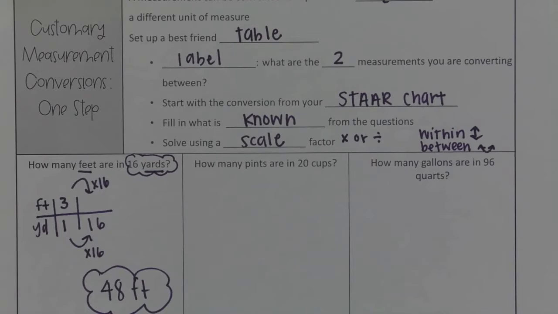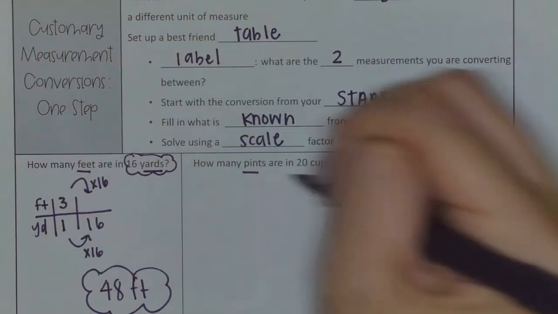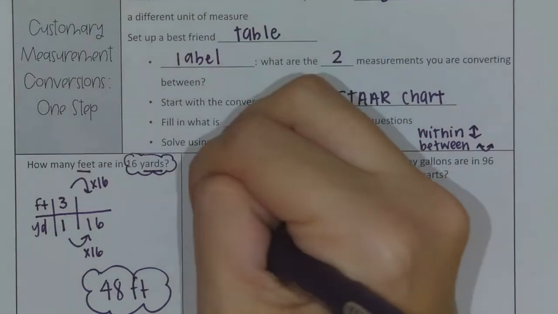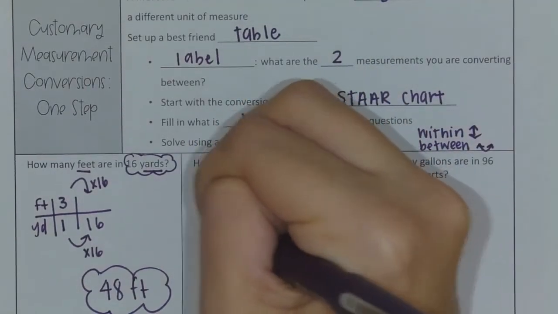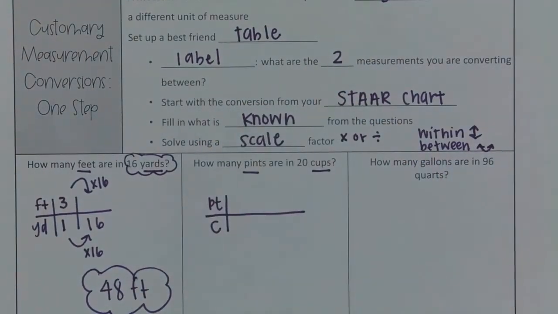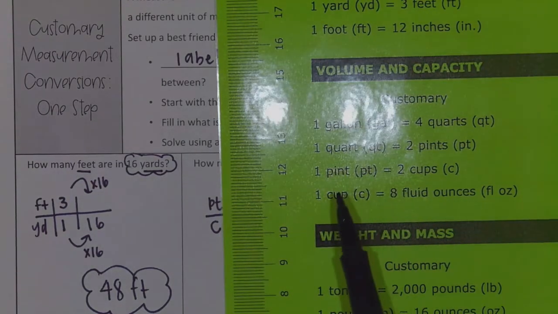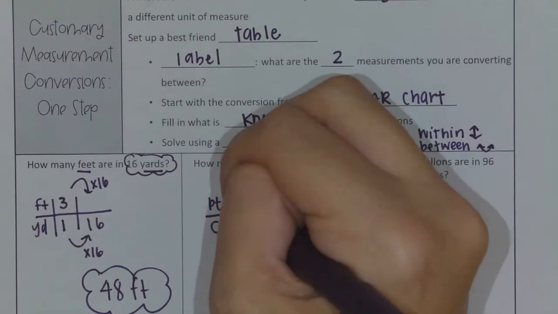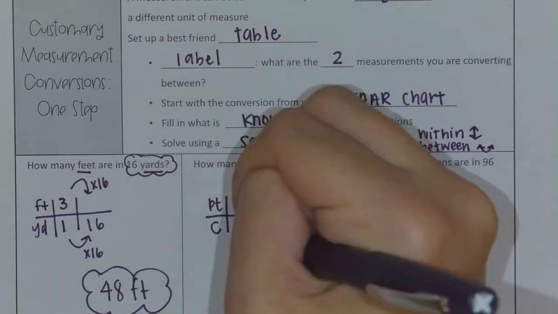How many pints are in 20 cups? So the 2 things, my best friends, are pints and cups. So let's set up our table with our labels. I have PT for pints, C for cups. I'm going to go to my star chart. When I look at my star chart, I see that 1 pint is equal to 2 cups. So I'm going to put a 1 in the pints, a 2 in the cups.